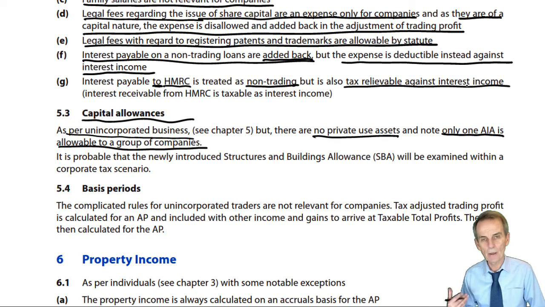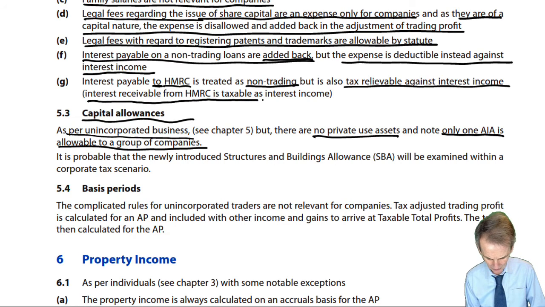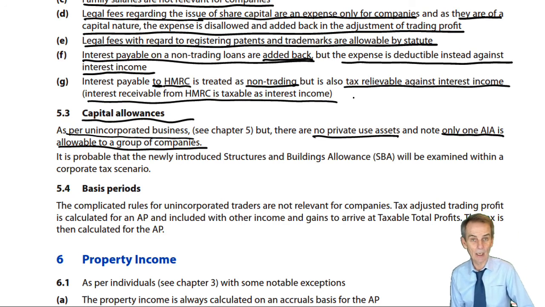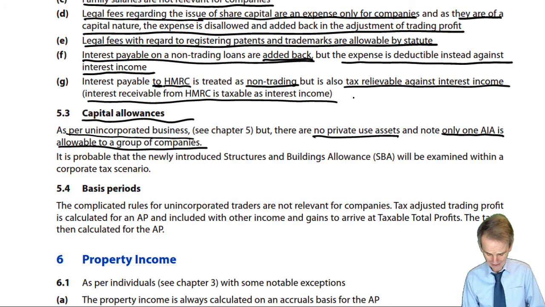So it's not going to be allowed against trading income, but it will be an allowable deduction against interest income. So in deriving your bottom line TTP, tax relief will be given, but it is important to note that is in deriving the interest income assessment, not the trading income assessment. Equivalently, interest receivable from HMRC is taxable as interest income. Though given the rate of interest, that's going to be very minimal indeed.